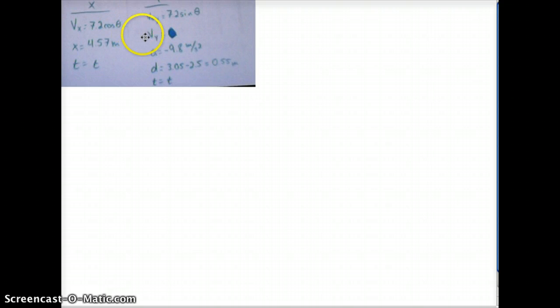In the y direction, I struggled to decide whether they wanted us to make the ball stop right at the top, but I decided they didn't say that specifically, so I'm not going to use v final y as any number that I know. I'll say v initial y is 7.2 sine theta. The acceleration on the way up is negative 9.8 meters per second squared. The height that it will rise from where it's shot to where the top of the basket is 0.55 meters, and for some amount of time.